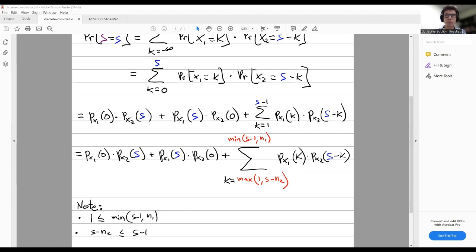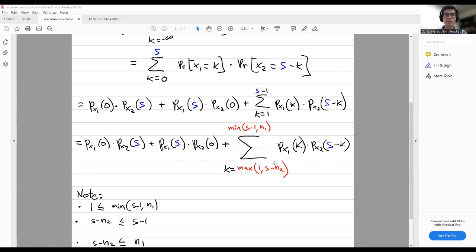It's because when we do the programming, we cannot use a px2 evaluated at something bigger than n2 because it doesn't exist in our code. Okay, so those formulas are equivalent and they're both valid in general, but if we implement this one in the code, we're going to get into trouble because PMF2 and PMF1 as well are not defined if we're outside of the support of the random variable. So let's take a second to make sure we understand.